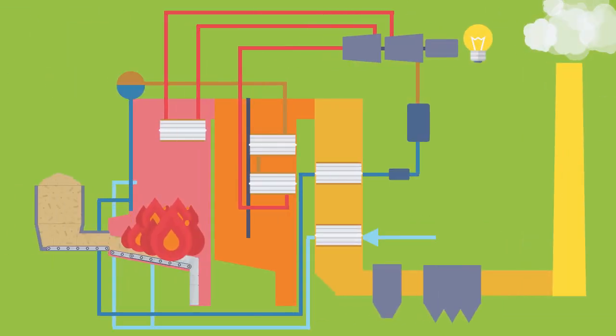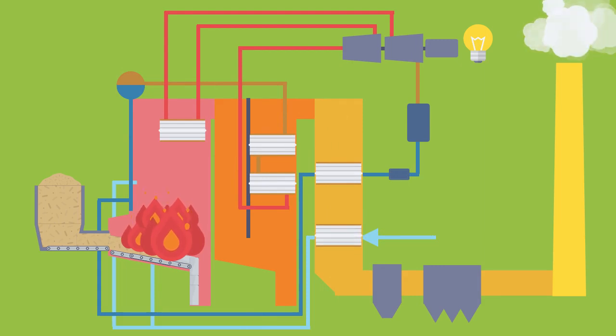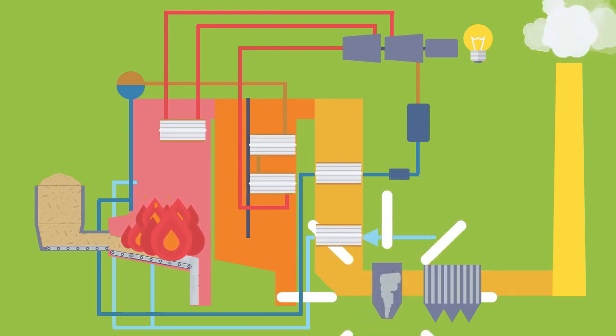The air circuit provides the oxygen needed for the combustion. Hot flue gases are cooled in superheaters, the economizer and the air heater to increase the energy efficiency. Finally, flue gases are cleaned before sending them to the stack.